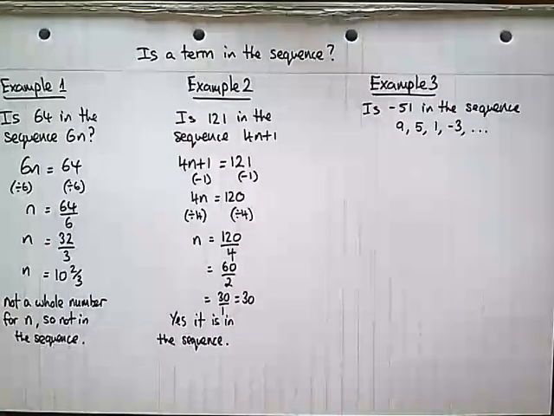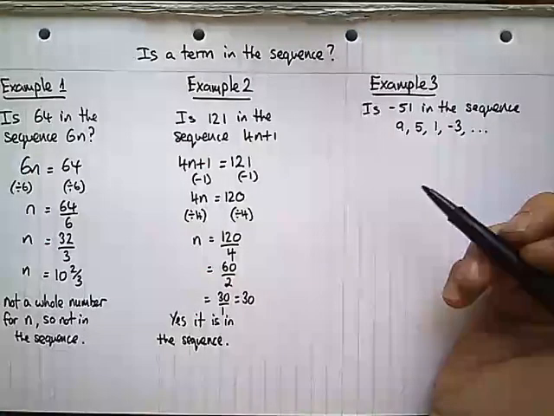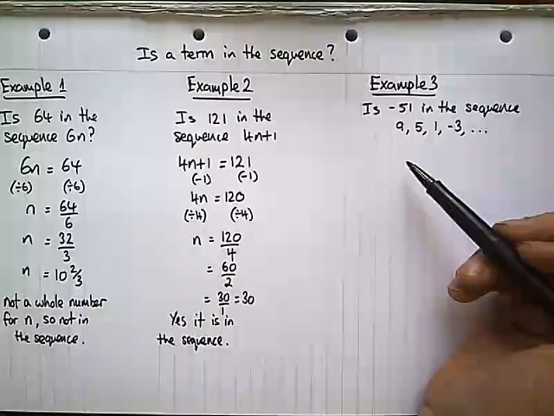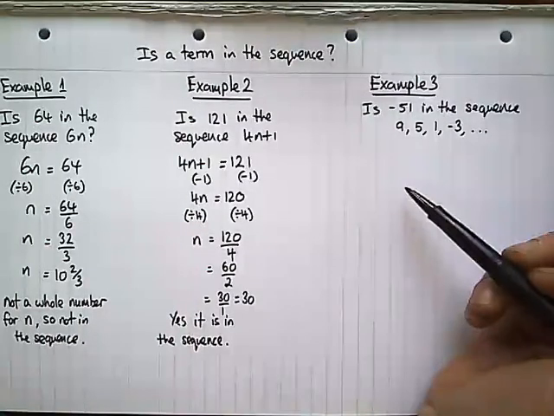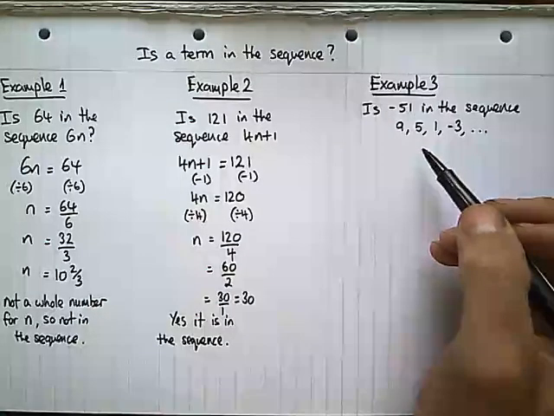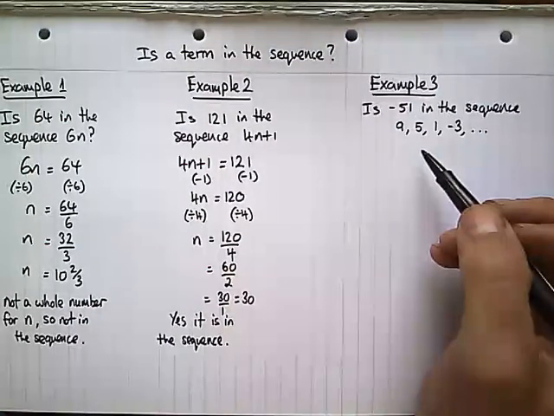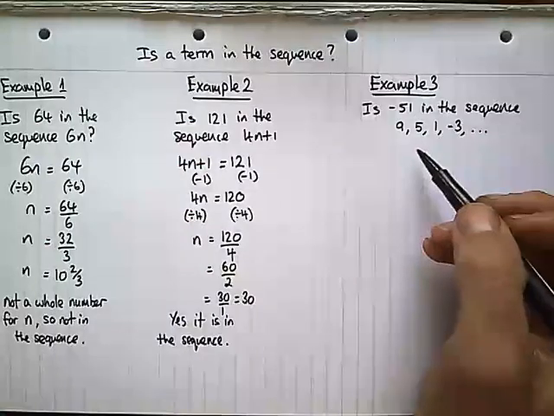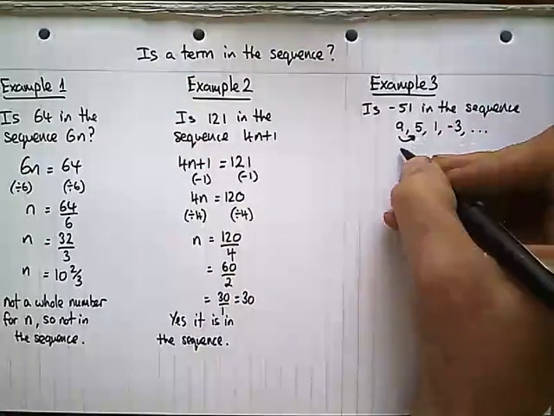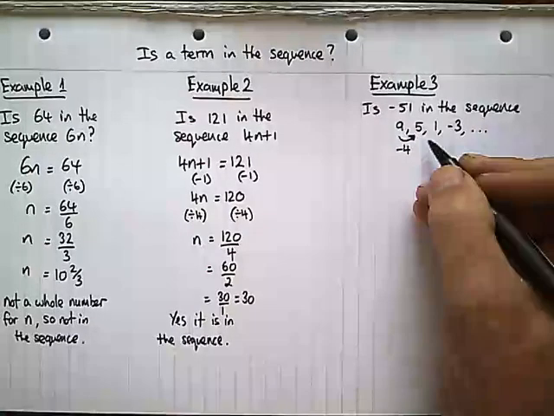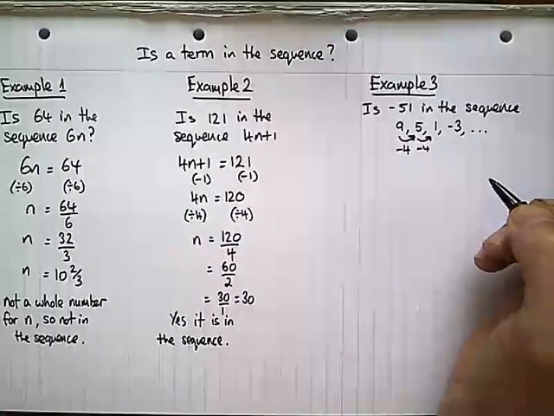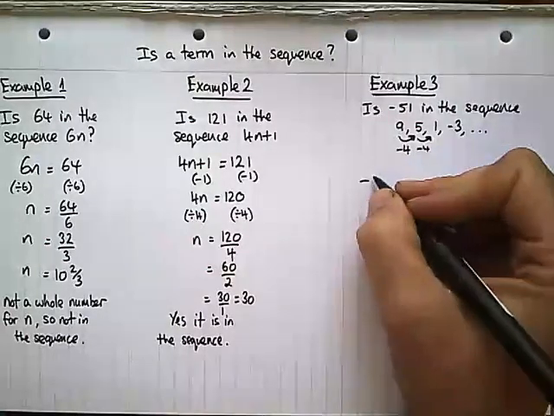Okay, so let's have a look at example 3. I've been asked, is minus 51 in this sequence? Now, they haven't given me the sequence, the term to term rule or the nth term rule, so what I'll need to do is work that out. To go from 9 to 5, I go down by 4. To go from 5 to 1, I go down by 4. So I can see I'm going down by 4, so we have minus 4n.